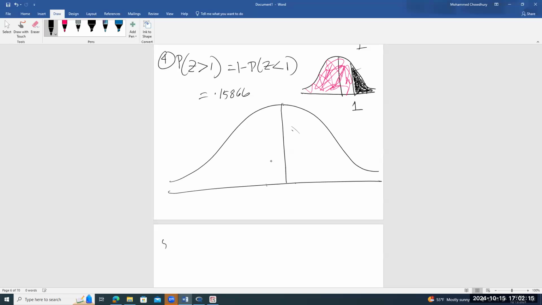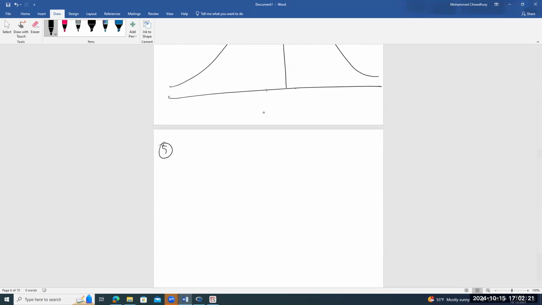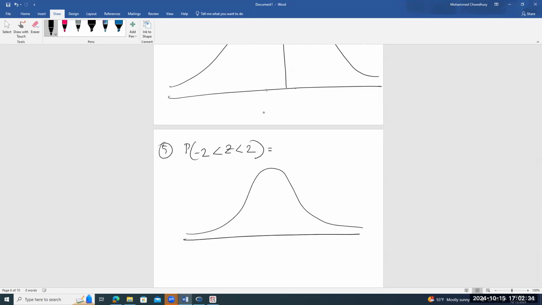Now question number 5. I want to find probability of z greater than -2 and less than 2. So this is 0, this is 2, this is -2. I want to find this area. Okay.